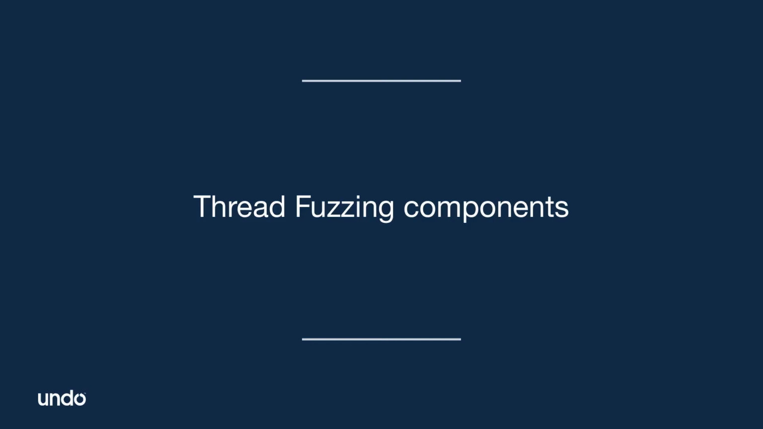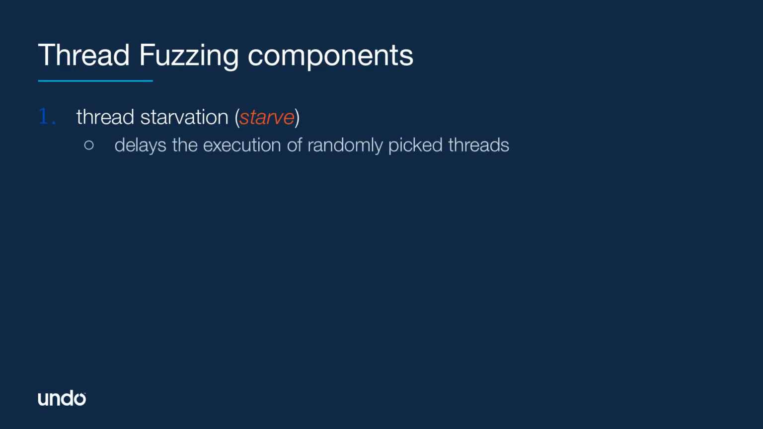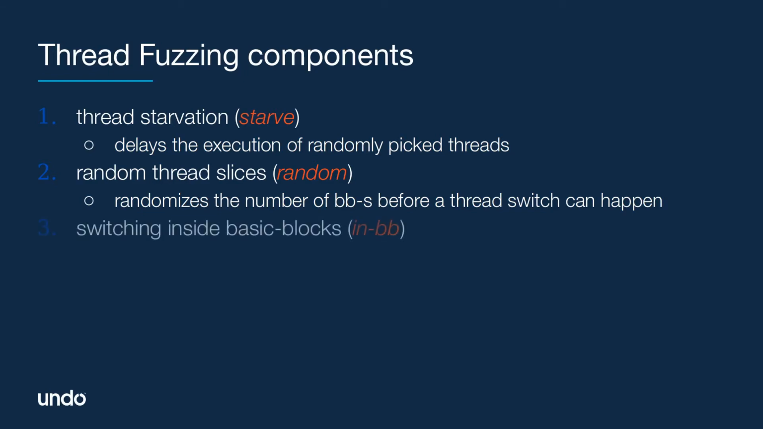Thread fuzzing has 4 components. The first is thread starvation. This attempts to encourage race conditions by randomly picking some threads and preventing them from making progress for a short period of time. The second one is random thread slices. This randomizes and often decreases the number of basic blocks before a thread can switch, thus increasing the number of thread switches.